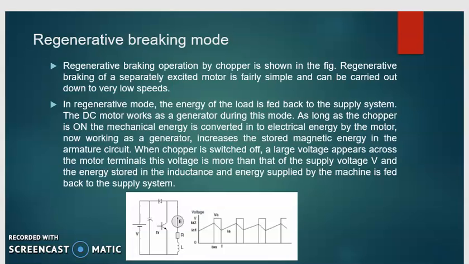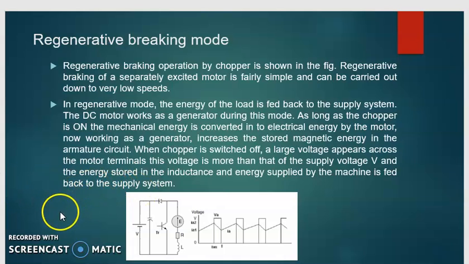As long as the chopper is on, the mechanical energy is converted into electrical energy by the motor, now working as a generator. This increases the stored magnetic energy in the armature circuit. When the chopper is switched off, a large voltage appears across the motor terminal. This voltage is more than the supply voltage V, and the energy stored in the inductance and energy supplied by the machine is fed back to the supply system.